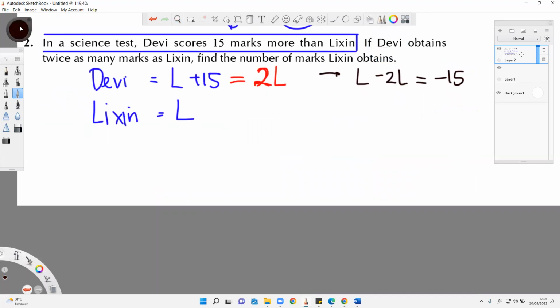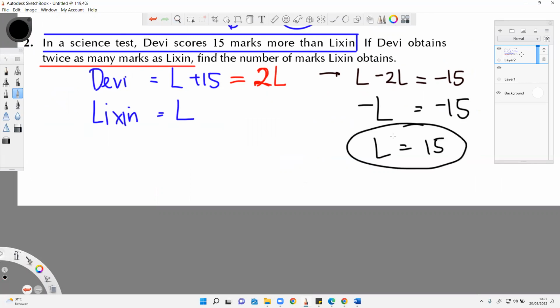So again, the red color is here, twice as many marks as this, higher by twice. So you can equalize the L plus 15 by 2L. So negative L equals negative 15. So the L equals 15, it's easy. Done. So Lixin got 15, Devi got 20 for the score.